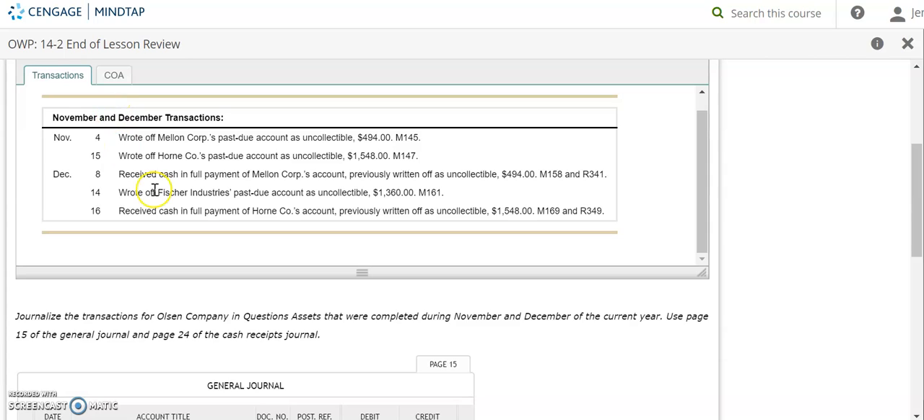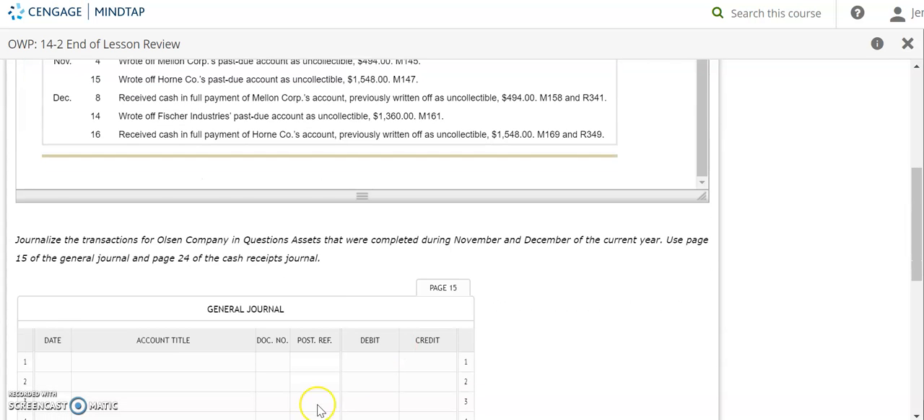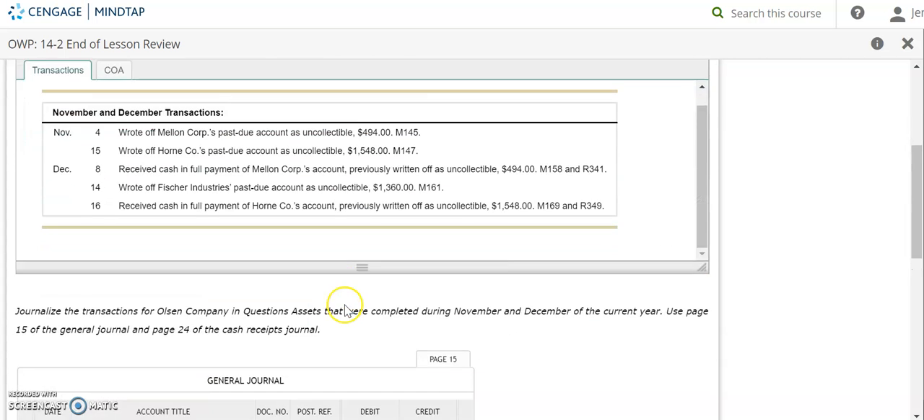So we're going to start with November 4th. It says that we wrote off Mellon Corporation's past due account as uncollectible, $494, memorandum 145. So what we're doing is we are assuming that we are not going to be collecting from Mellon Corporation. So this is where we're going to take money out of our allowance account, that money that we've set aside, and we are going to then write off, we're going to cancel the amount that Mellon Corporation owes us. So that's going to go to my general journal.